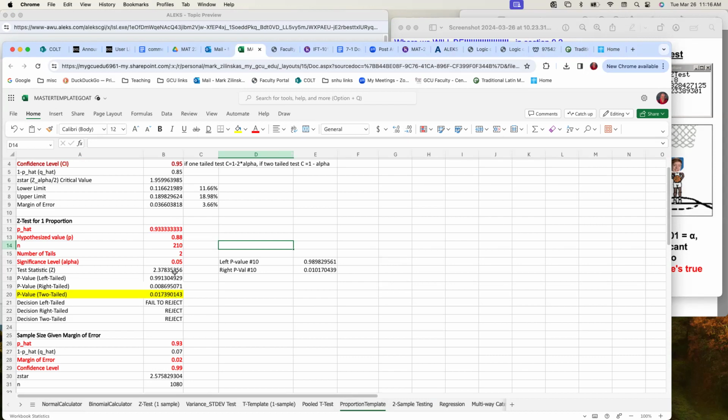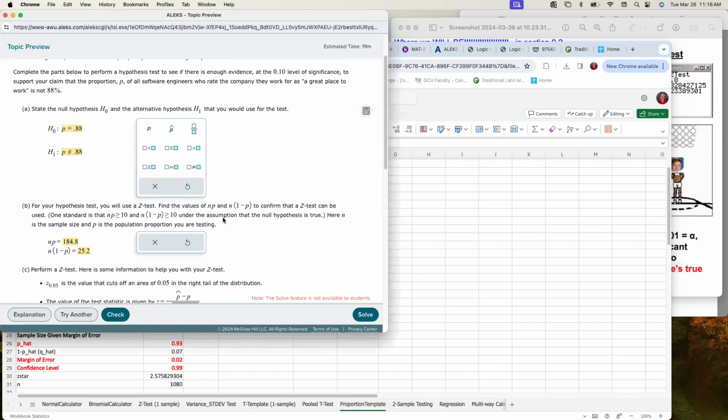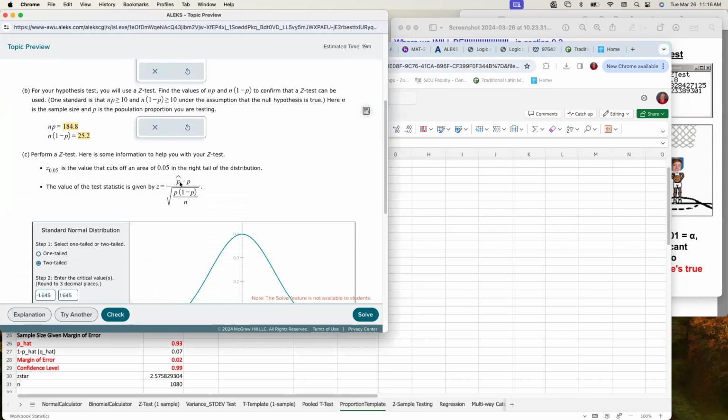But what I'm looking for here is the Z statistic, which is 2.37. Okay. So, we got 93%, which is higher. So we would expect a positive Z statistic. So if I go back here, this value is higher than this. So we're going to get a positive value for our Z statistic.